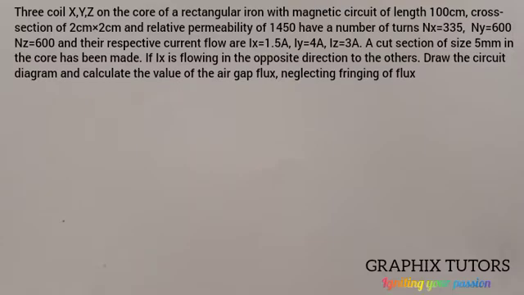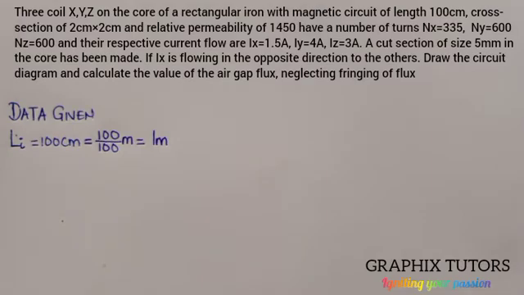Now the first thing given here, the data given. If you look at the question, it says we have three coils X, Y, and Z on the core of a rectangular iron with a magnetic circuit of length 100 centimeter. So the length of the iron is 100 centimeter. I'm using L subscript I as the length of iron to be 100 centimeter. Now you have to convert it to meter. So centi means 10 raised to the power minus 2. So you divide this 100 centimeter by 100 to make it 1 meter.